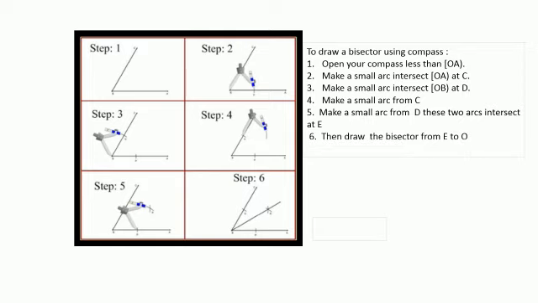Then in step 6, draw the bisector from E to O. This is the bisector from O to E or from E to O. So this segment is the bisector.